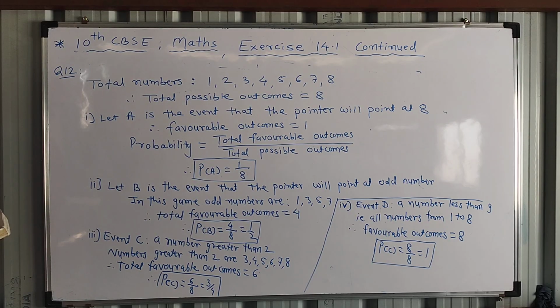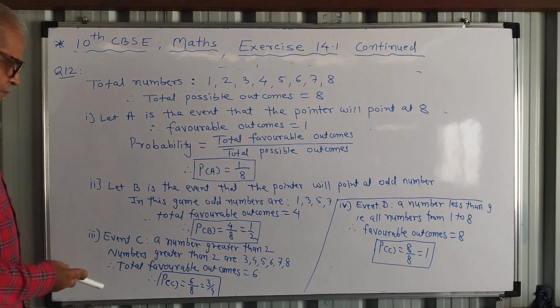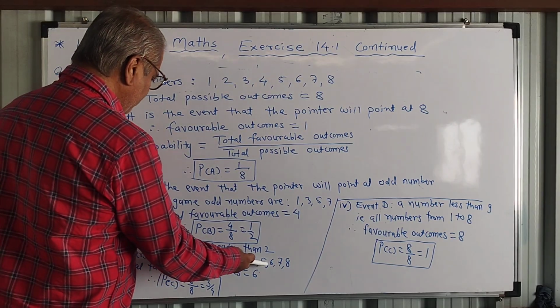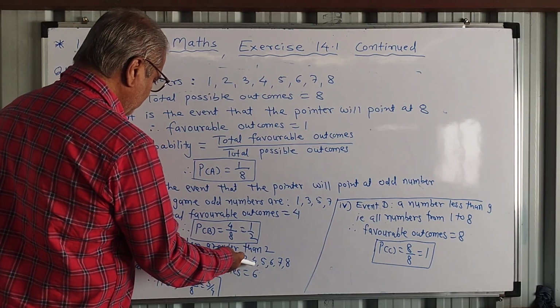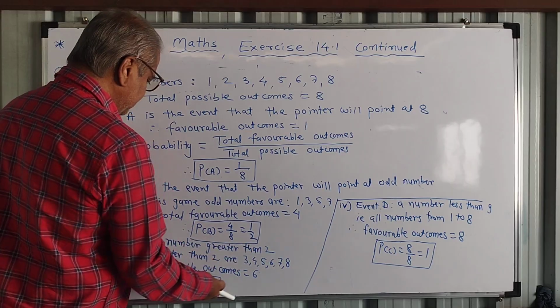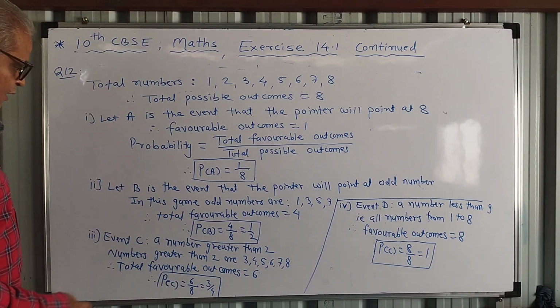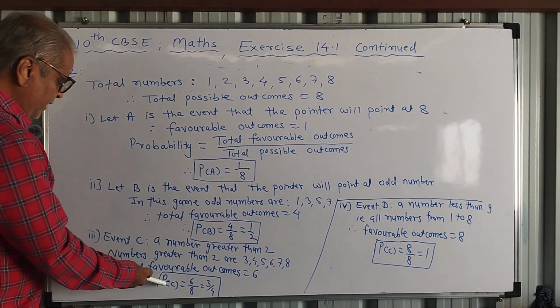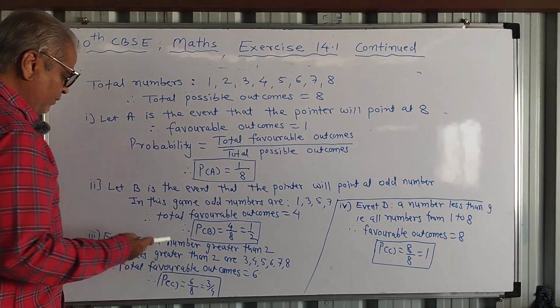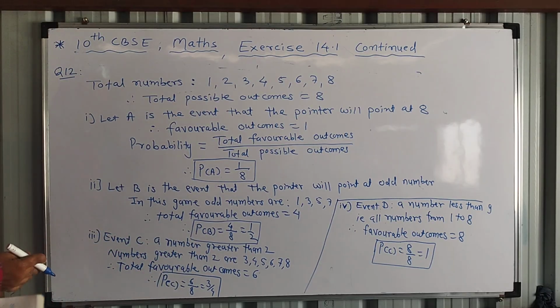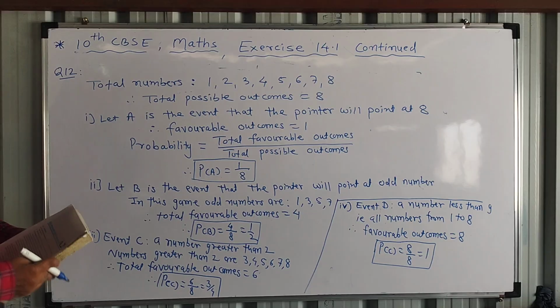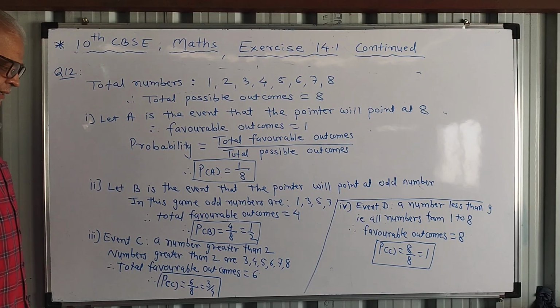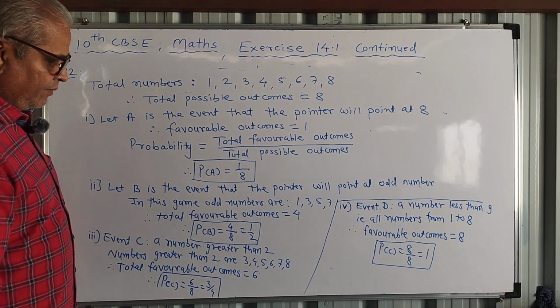Event C, a number greater than 2. So numbers greater than 2 are 3, 4, 5, 6, 7 and 8. So 1, 2, 3, 4, 5, 6. There are 6 outcomes. Favorable outcomes are 6. So probability of event C is 6 upon 8. We can divide numerator and denominator by 2. 2 3s are 6 and 2 4s are 8. So final answer is 3 upon 4.